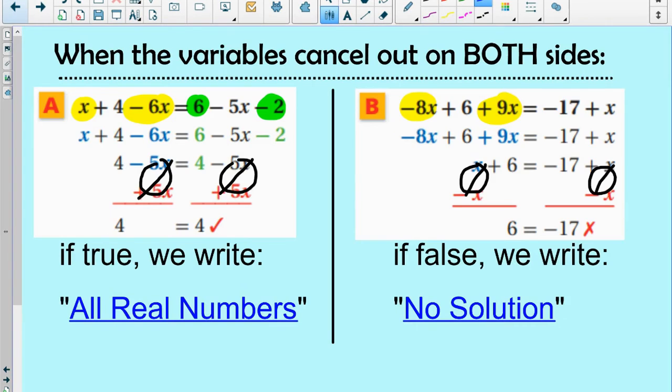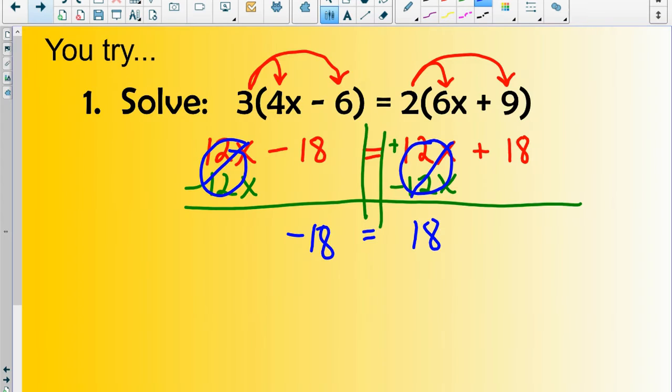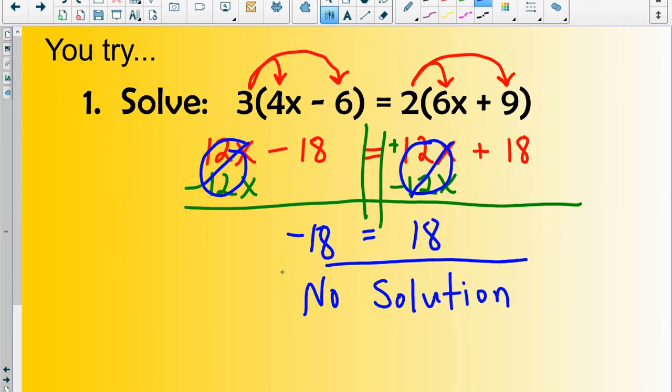So what do we write when the two numbers are not the same? Let's look back at our examples. Was it like example A or example B? Well, in example A, we got two numbers that were the same. In example B, we got two numbers that were different. So our example here is like example B. We want to write no solution. So our answer here isn't x equals 18. Certainly isn't x equals negative 18. Our answer is no solution.